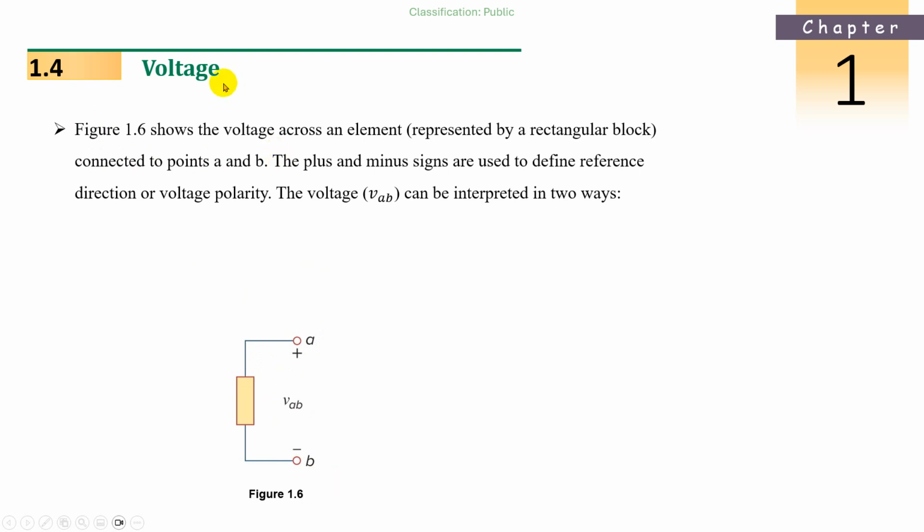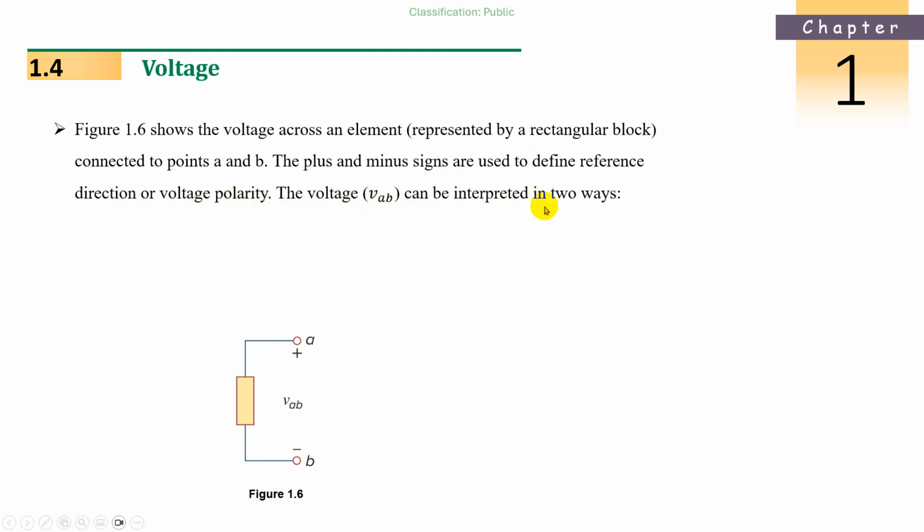So in the figure, what is showing? It shows the voltage across an element, A and B, represented by a rectangular block. This block may be a resistance, may be a voltage source, whatever. It's an element, so anything can be inside: resistance, inductance, capacitance, or a voltage source, battery, anything, connected to points A and B. The plus and minus signs are used to define the reference, meaning whether it is a positive voltage or negative voltage. This is the reference direction or voltage polarity.